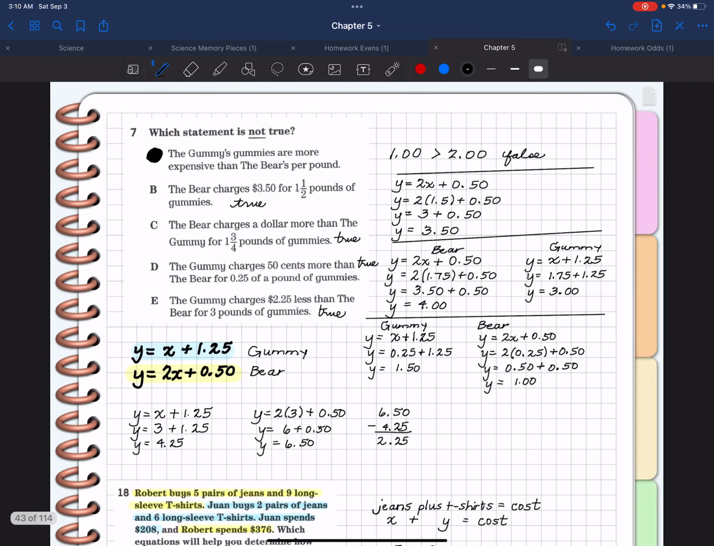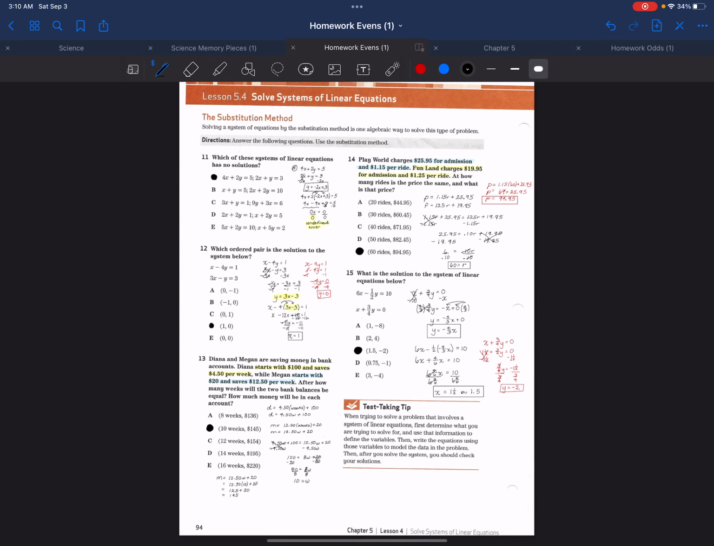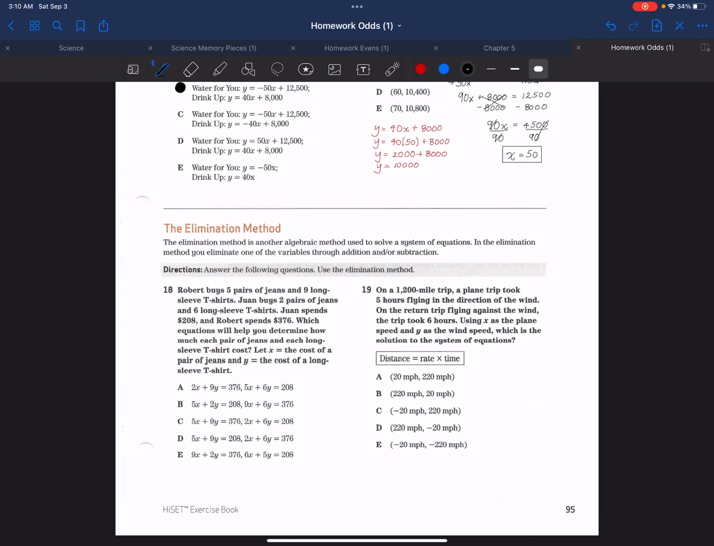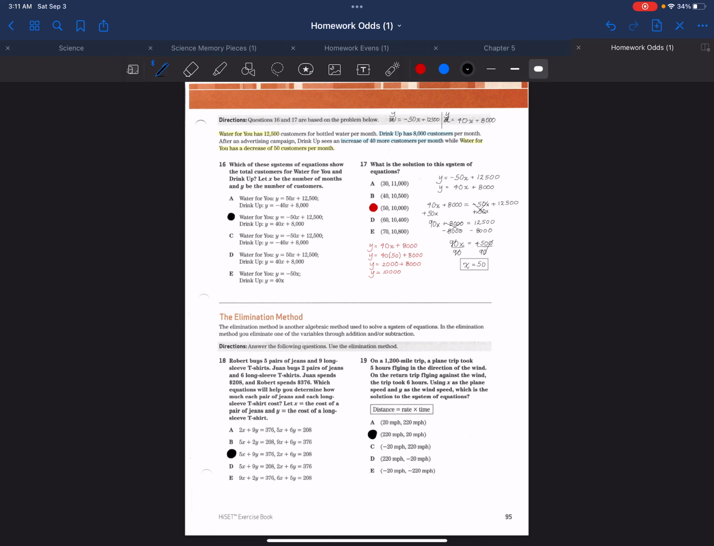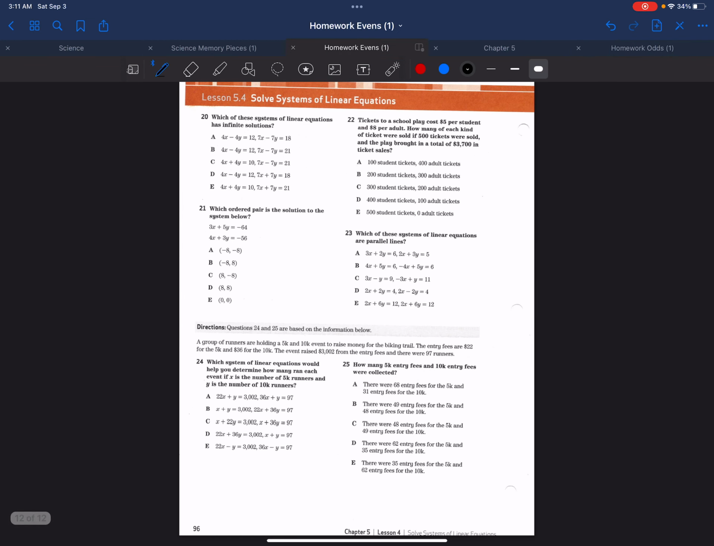Okay, 19 is B. Let me see. 18 was C. So let's go back to our homework page. 19 was B. And 18 was C. And then we will move on to the next page, which is 96. If I don't have to copy it, I can... Nope, I'm going to need to copy it. So I think I'm going to stop this video, and I'll see you back in just a second.